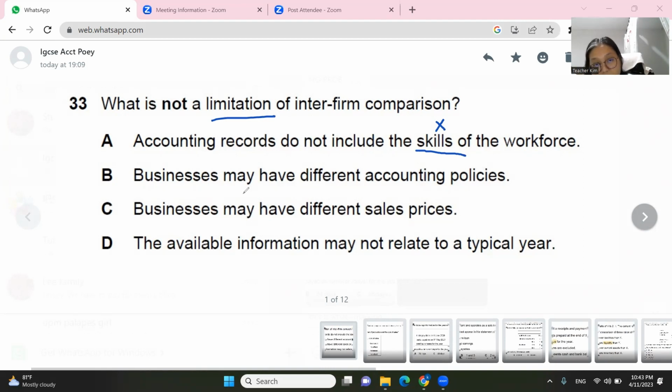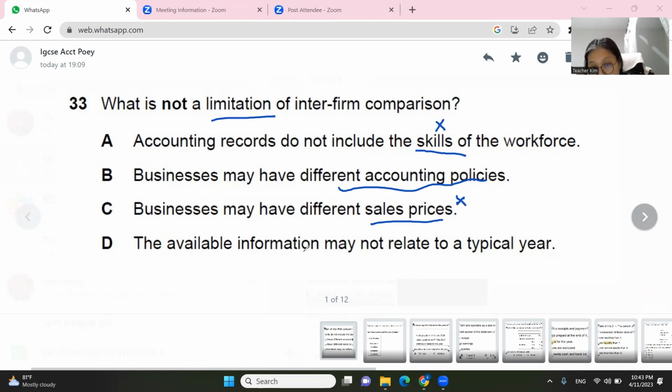non-financial impact. Business may have different accounting policies. Different accounting policies give you different calculations. For example, depreciation will give you a different impact on the financial result. Business may have different sales prices. This is very common. Different companies have different strategies on sales. So this one should not be the limitation.